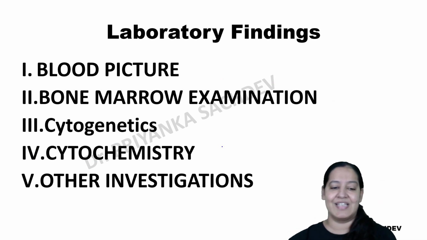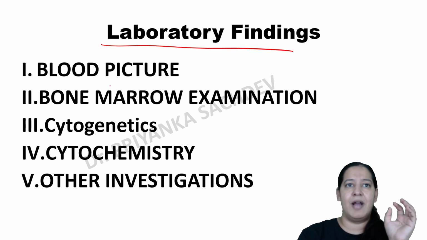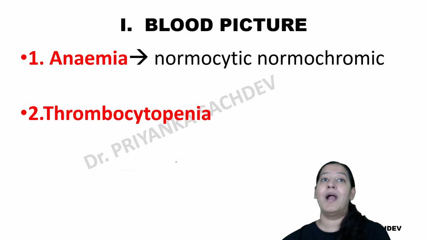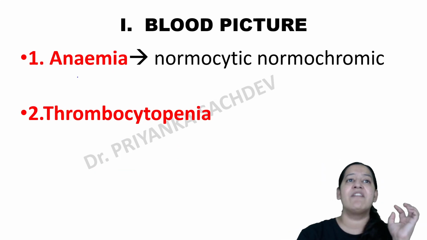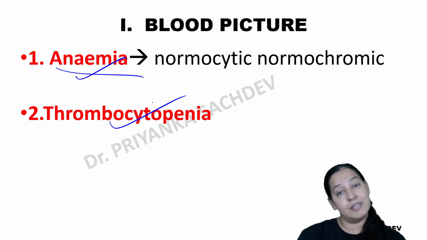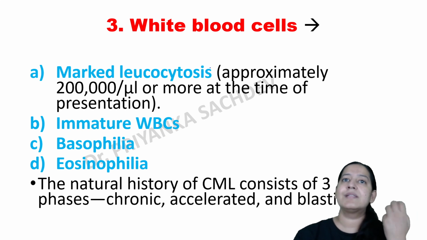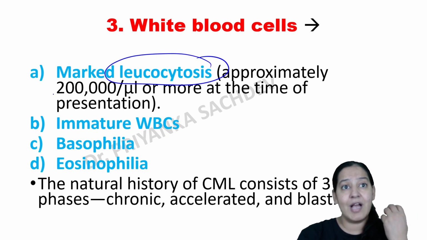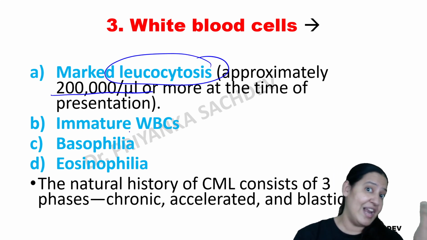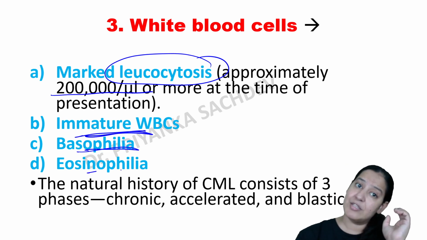Coming on lab findings. What are the laboratory findings? I will tell you laboratory findings in 5 headings: blood picture, bone marrow picture, cytogenetics, cytochemistry, others. Blood picture, as I have told you, patient has anemia and thrombocytopenia. RBCs are less, platelets are less. Regarding WBC, there is marked leukocytosis. WBC count is more than 2 lakh instead of 11,000. But all of them are immature. And there are many basophils and eosinophils.